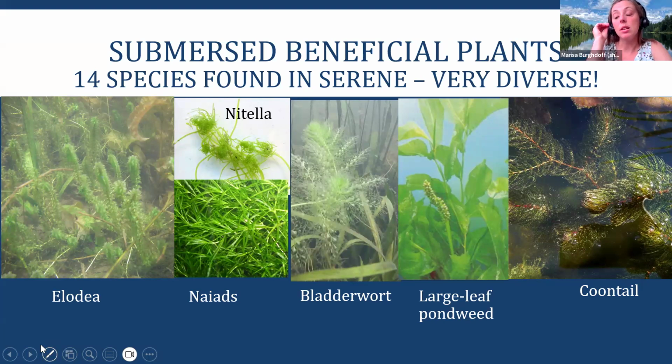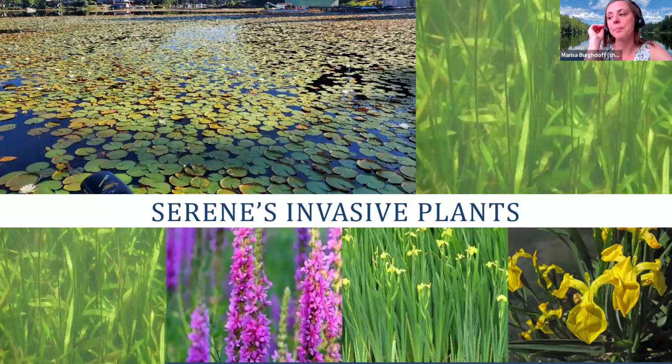And it turns out that Lake Serene is one of the most diverse lakes in terms of native plants. We found 14 different species of native plants, which is very impressive. Everything from the common Elodea, which is very common, and bladderwort, that's a carnivorous plant that eats little zooplankton and floats around. So a very, very cool native plant community.